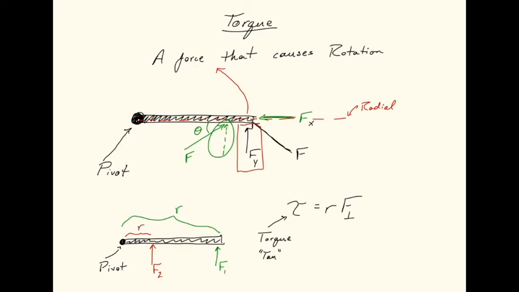So the more general way to say it is you're looking for how far from the pivot you're applying the force, times the amount of force you're applying, times the sine of the angle. This is the angle between your force and the radius line. So you can see that if it's at 90 degrees, then torque would simply be the product of radius times force.